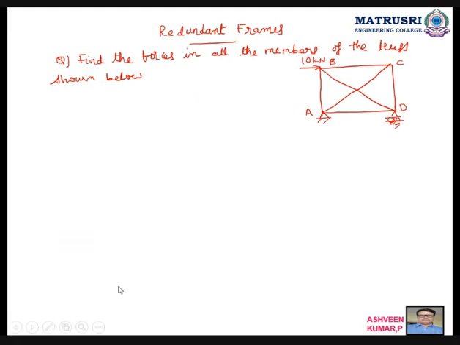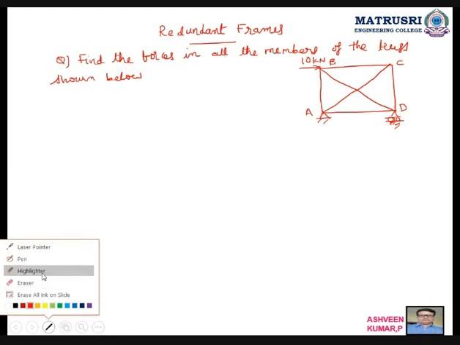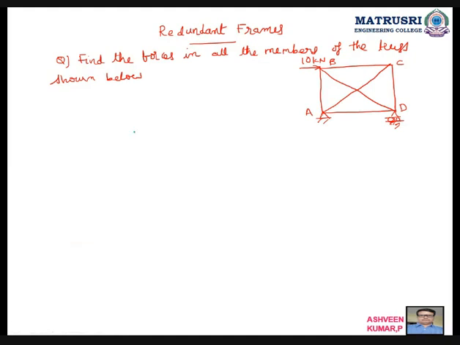So what do you want to say? It is not a perfect frame. How to see that? M is equal to 2j minus 3. M is the number of members: 1, 2, 3, 4, 5, 6. 6 members are there. Don't think this is a point here, this is a joint. Then 2 into the number of joints: A, B, C, D, 4, minus 3. So 2 into 4 is 8, 8 minus 3 becomes 5. So the number of members is 6.